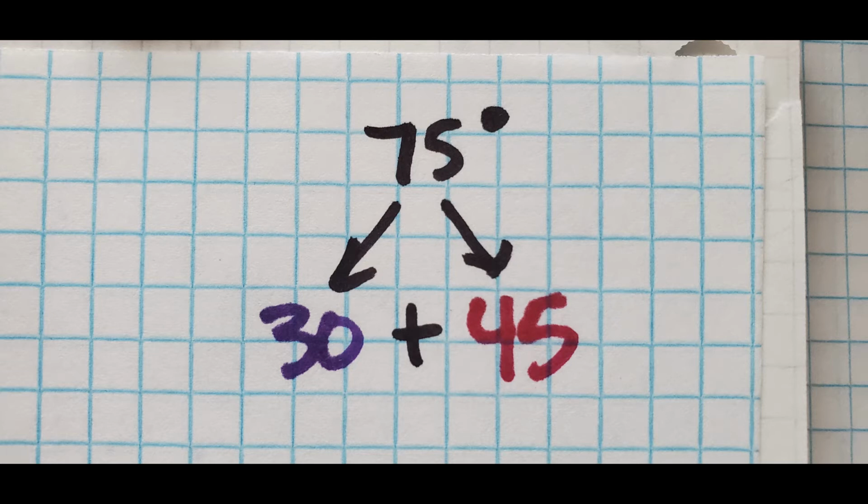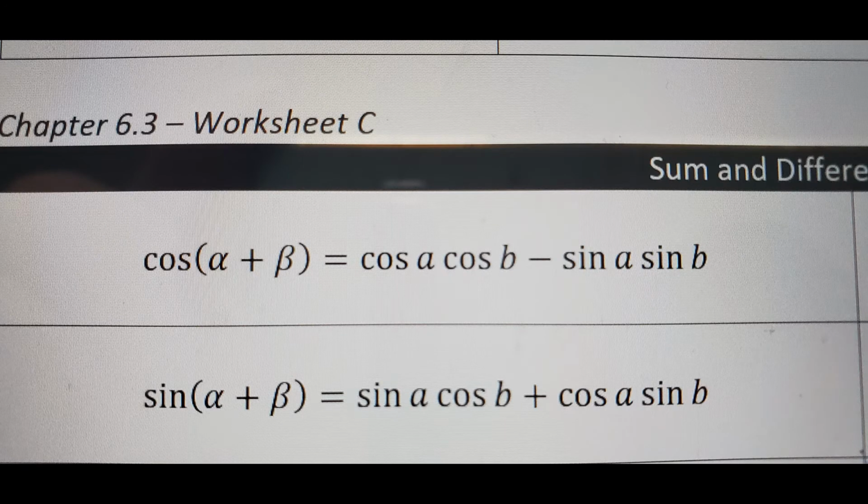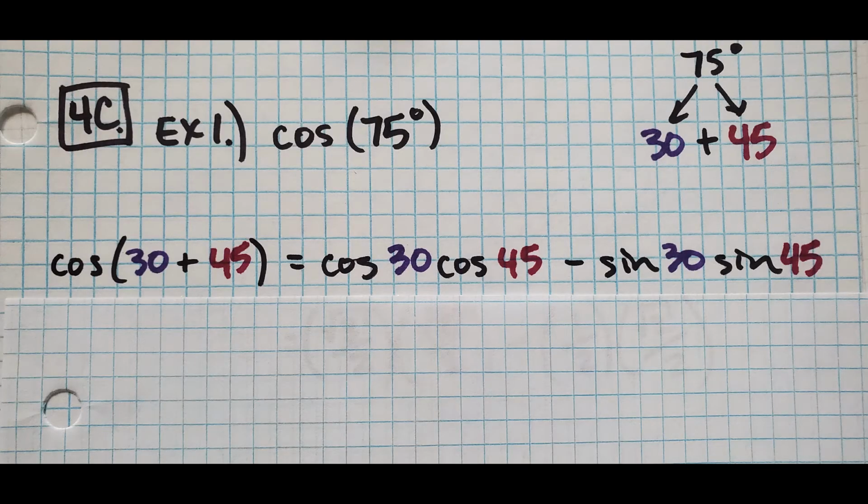So I come to my sum and difference sheet. I got cosine of alpha plus beta equals all that stuff. In this case, we're going to say alpha is 30, beta is 45. So if I do that, it's kind of just a recipe. Just plug them in where they go. So we get all that stuff on the right, and the left side, instead of being cosine of 75, I said it was cosine of 30 plus 45. So we're breaking it into two parts so that we can use this formula.